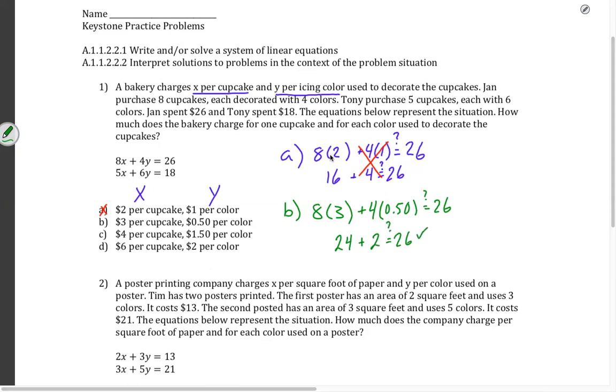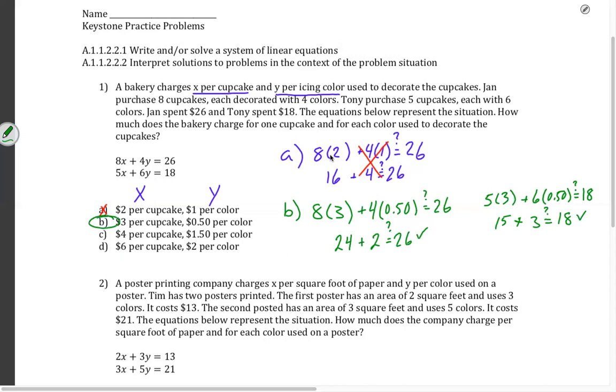Now I have to check it in the other equation, the 5x plus 6y equals 18. So I'm going to do 5 times 3 plus 6 times 50 cents. I'm asking, does that equal 18? 5 times 3 is 15 plus half of 6 is 3. So we have 15 plus 3. Does that equal 18? And the answer is yes. So my answer is B.